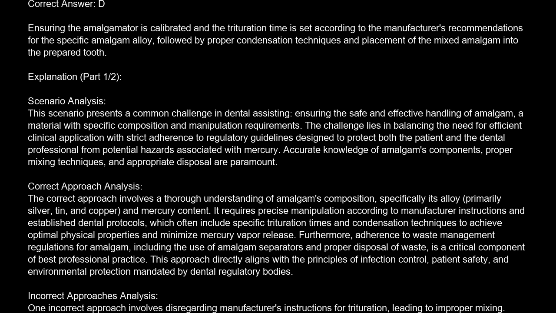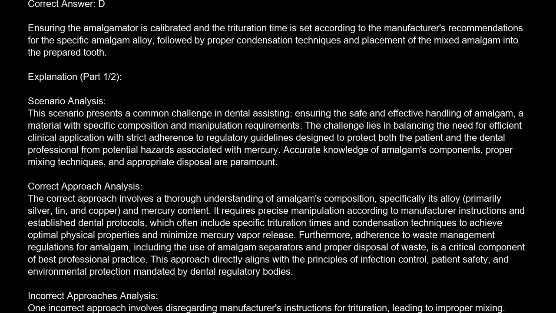Explanation. Scenario analysis. This scenario presents a common challenge in dental assisting: ensuring the safe and effective handling of amalgam, a material with specific composition and manipulation requirements. The challenge lies in balancing the need for efficient clinical application with strict adherence to regulatory guidelines designed to protect both the patient and the dental professional from potential hazards associated with mercury. Accurate knowledge of amalgam's components, proper mixing techniques, and appropriate disposal are paramount.